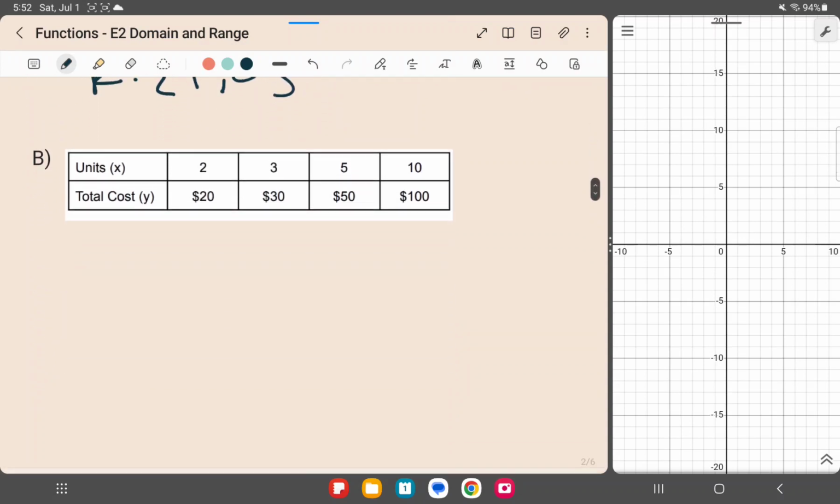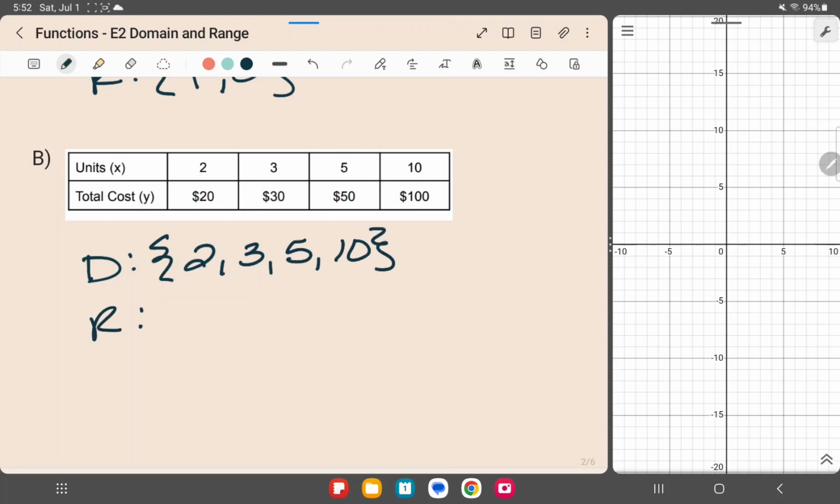How about a table? In this table, we have units and total cost. X values are our units, y values are our total cost. So again, we're just going to make a list. The domain: 2, 3, 5, and 10. Those are our units. And the range, I'm not going to put the dollar signs, but I'll write 20, 30, 50, and 100. Again, domain, list your x values; range, list your y values. Pretty easy.